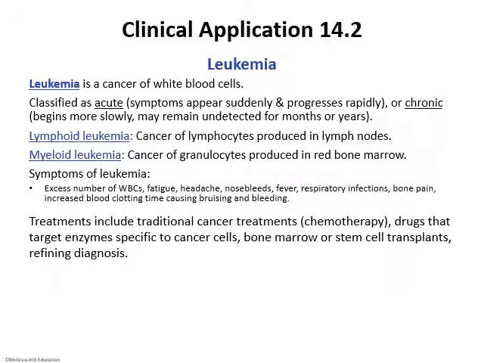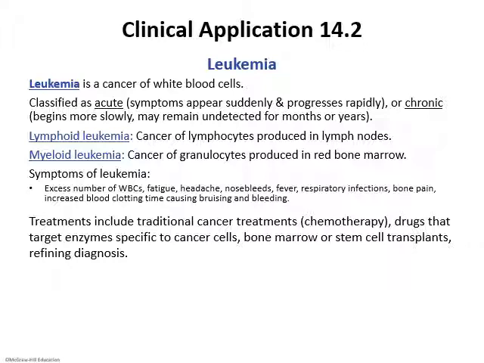Okay, so two types of leukemia. Leukemia affects the white blood cells. You can have lymphoid leukemia or myeloid leukemia. Lymphoid leukemia is going to affect the lymphocytes. There's usually too many of them, and as a result, they're going to crowd out the ability of the myeloid stem cells to create things like red blood cells, platelets, and the other four types of white blood cells.